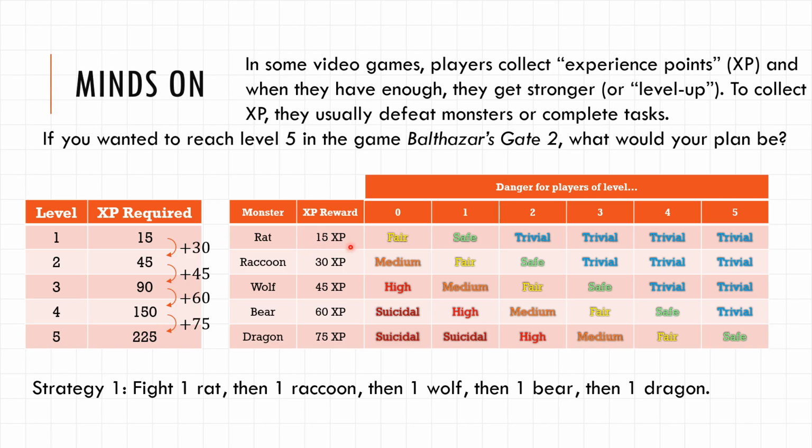Rats give me 15 experience points, and the first fight I do against a rat is fair, and then it's safe. I don't need to worry about dying. I don't need to worry about anything. I could just keep fighting rats. And all I would need to do is do that. 225 divided by 15 is 15. I just need to fight 15 rats. And I could get all the way to level 5 and never see a dragon.